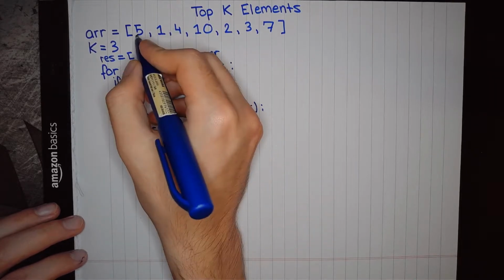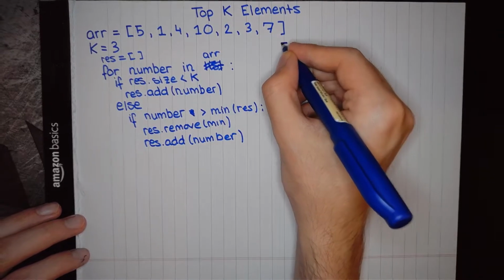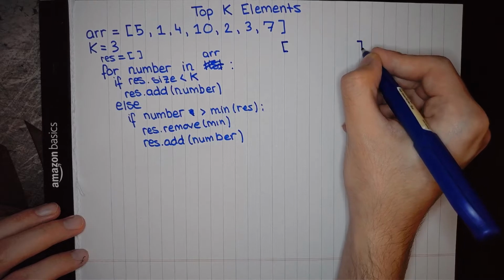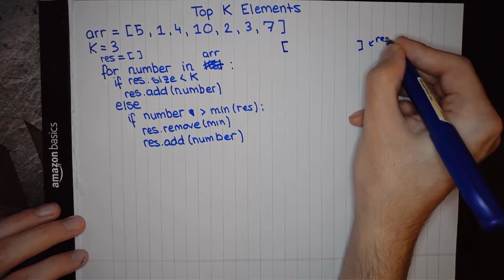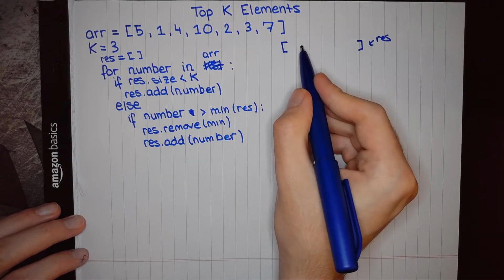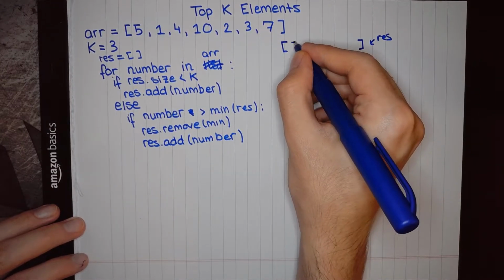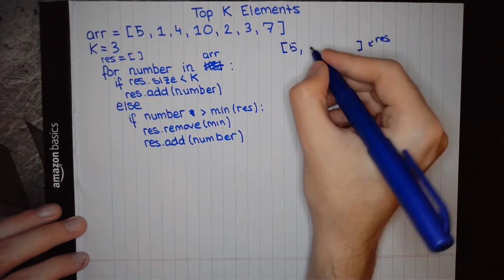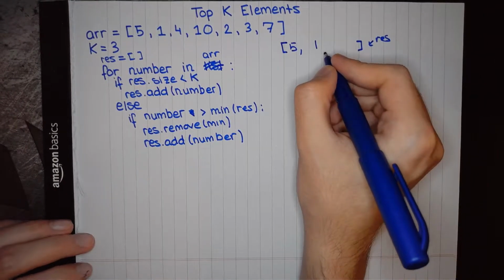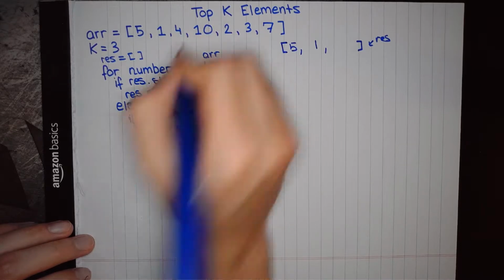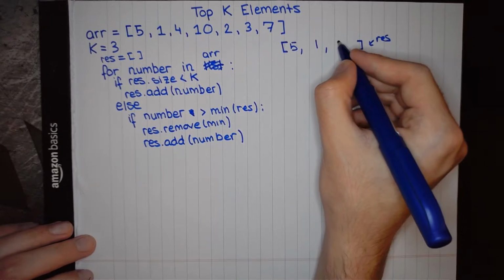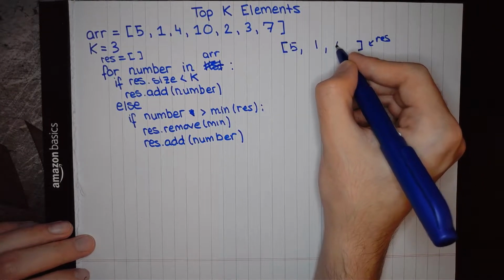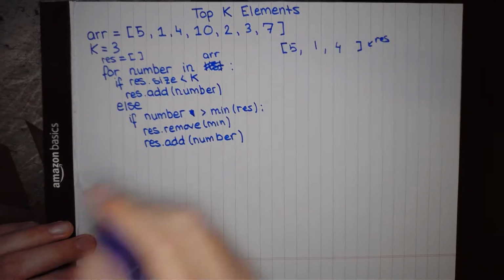So we start off, we look at 5, and our resulting list, this is going to be a result list, and we see, okay, we don't have 3 elements yet, let's just add it to our list. Then we look at 1, same thing, we don't have 3 elements in the list yet, just add it to the list. Then we look at 4. Again, we don't have 3 elements yet, so let's add it to the list.